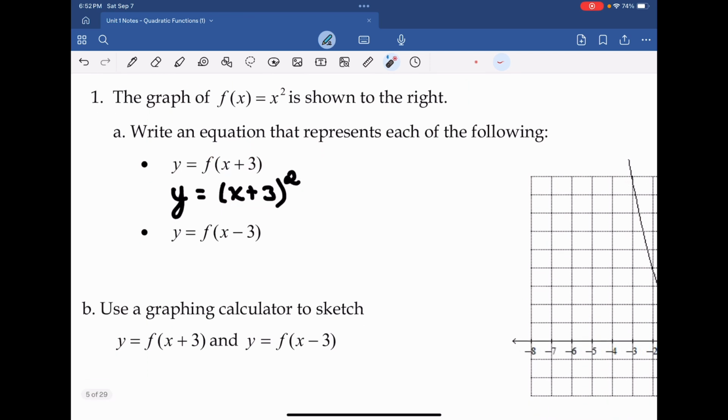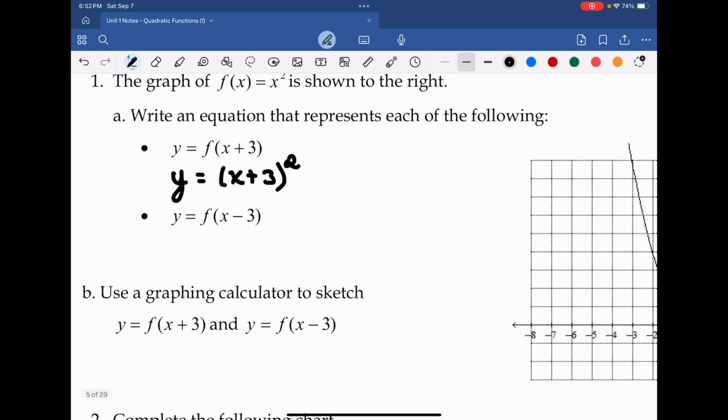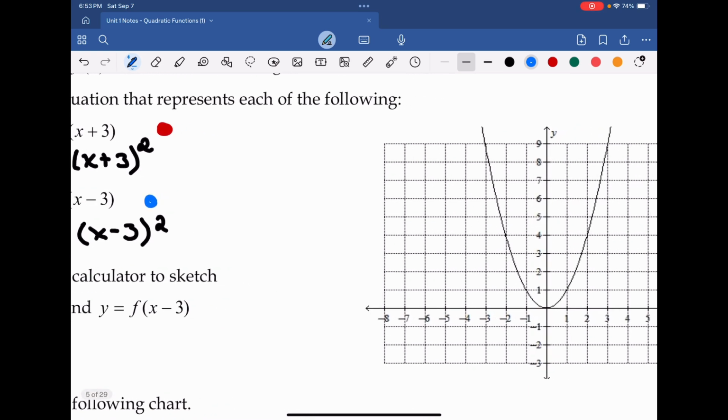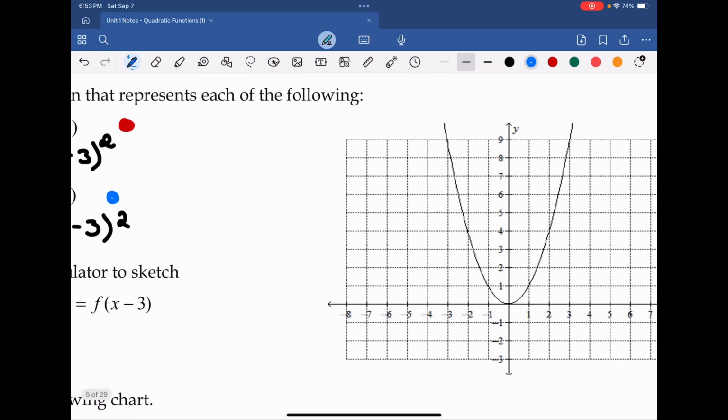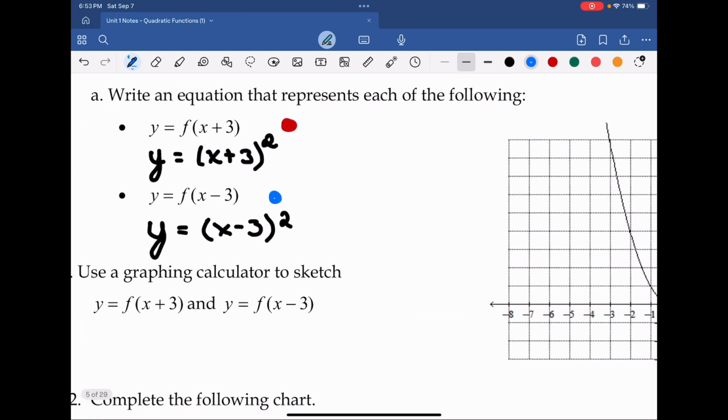Now, for my next one, same idea. We're going to look at this as y equals f of x minus 3. I'm going to write it as y equals x minus 3 squared, where I subbed in the x minus 3 to the x value. Okay, now, again, we're going to make this one our red graph. We're going to make this one our blue graph. We're going to take the original function, which is y equals x squared, and we're going to do the following.